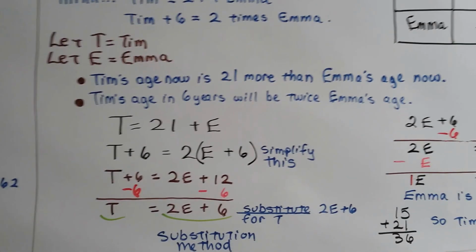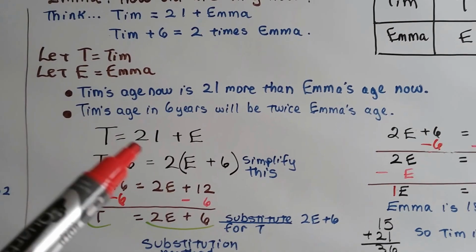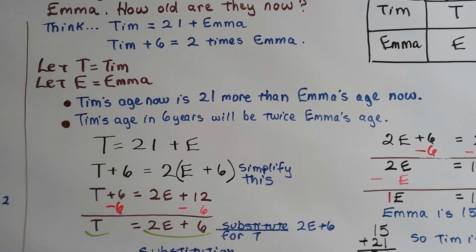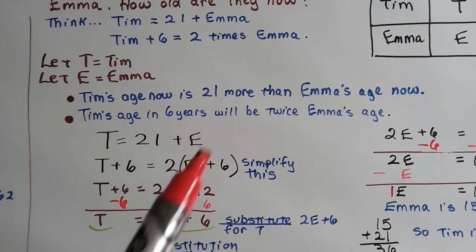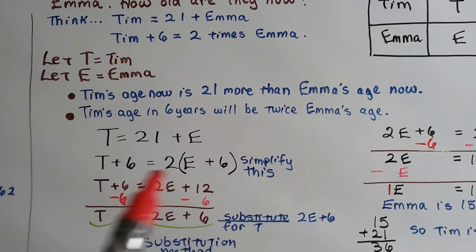So Tim's age now is 21 more than Emma's age now. So T equals 21 plus E. See? T equals 21 plus E. And in 6 years, Tim plus 6 years, he'll be twice Emma's age.